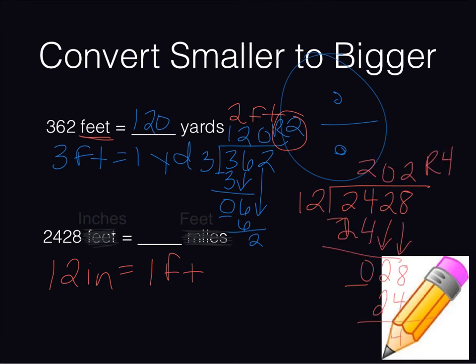All right, friends, so I've gone ahead and I have solved this problem. When I did all of my division here, I saw that my answer was 202 remainder 4. But remember what we said before about that leftover remainder? When I go to write out my answer, I know that I have 202 feet, but I also have that remainder 4. I have 4 inches left over because that's what my original measurement was.